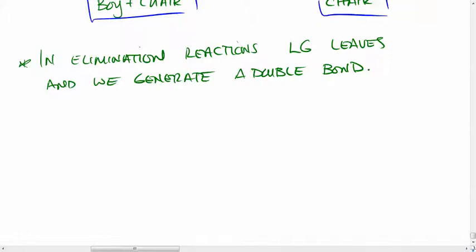Right? Now there are two kinds of elimination reactions. In both kinds of elimination reactions, we're using base. We're going to start off with a reactant. Right now we're focusing on alkyl halides. And once we react that with base, the leaving group will leave and it will generate a double bond, an alkene.